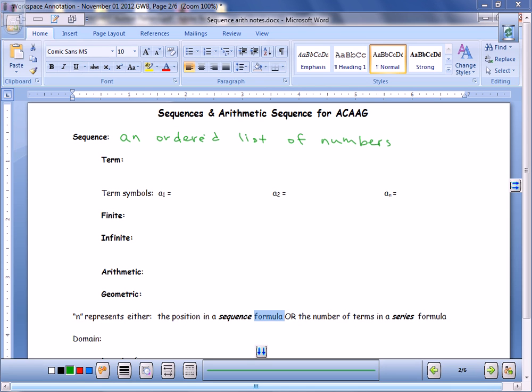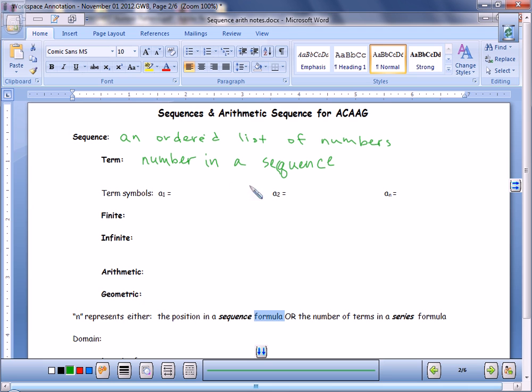So today we're going to study special types of patterns called sequences. And for us, we're going to think of a sequence as an ordered list of numbers. Okay, a little vocabulary here. Term is what we call a number in a sequence. Okay, what do you think A sub 1 represents?